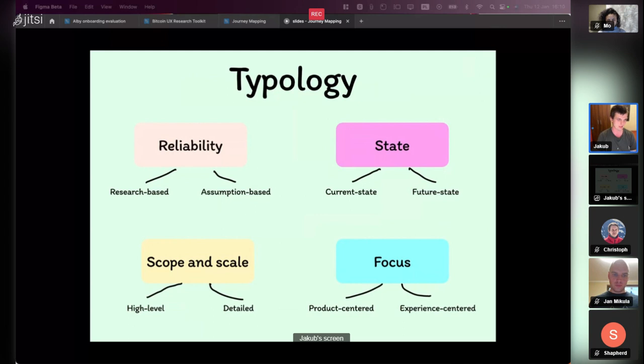Next one is the scope and scale. This is basically where our map starts and ends. How much do we want to zoom in on the experience we are describing? So high level maps address a broader experience or map longer periods of time. This can sometimes even be abstract, like an experience of falling into the Bitcoin rabbit hole, right?